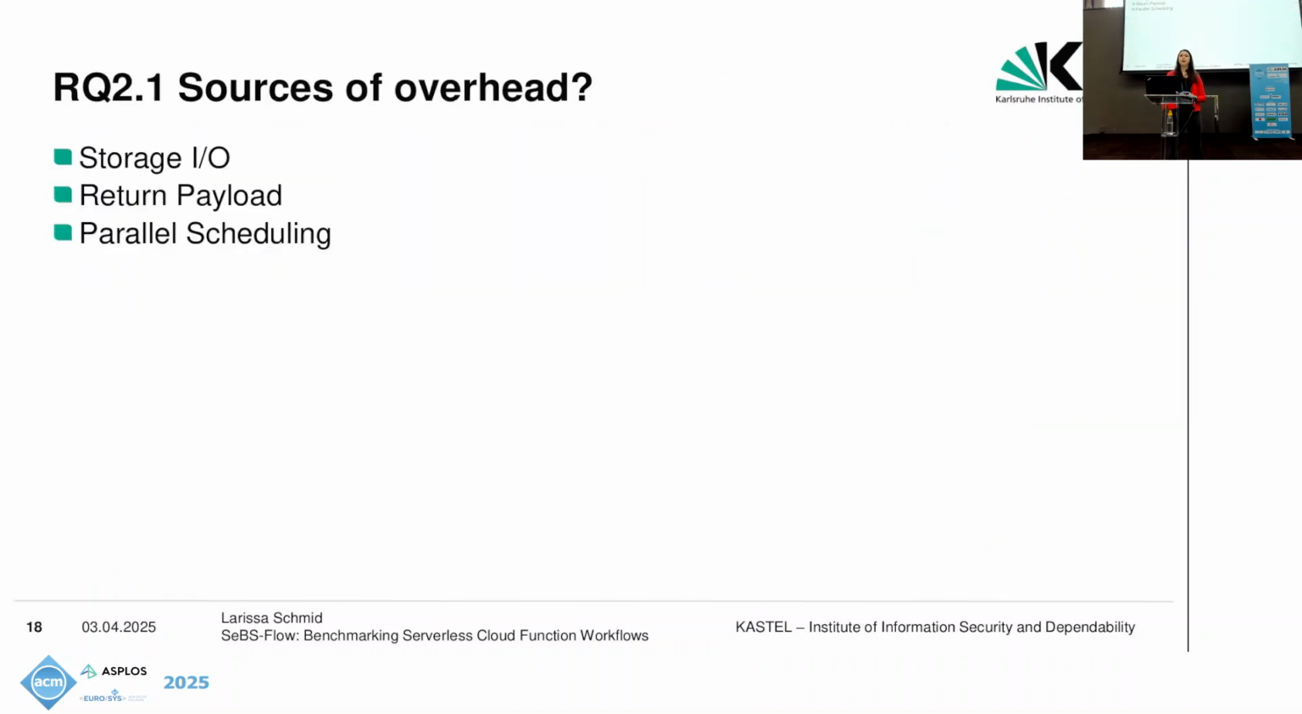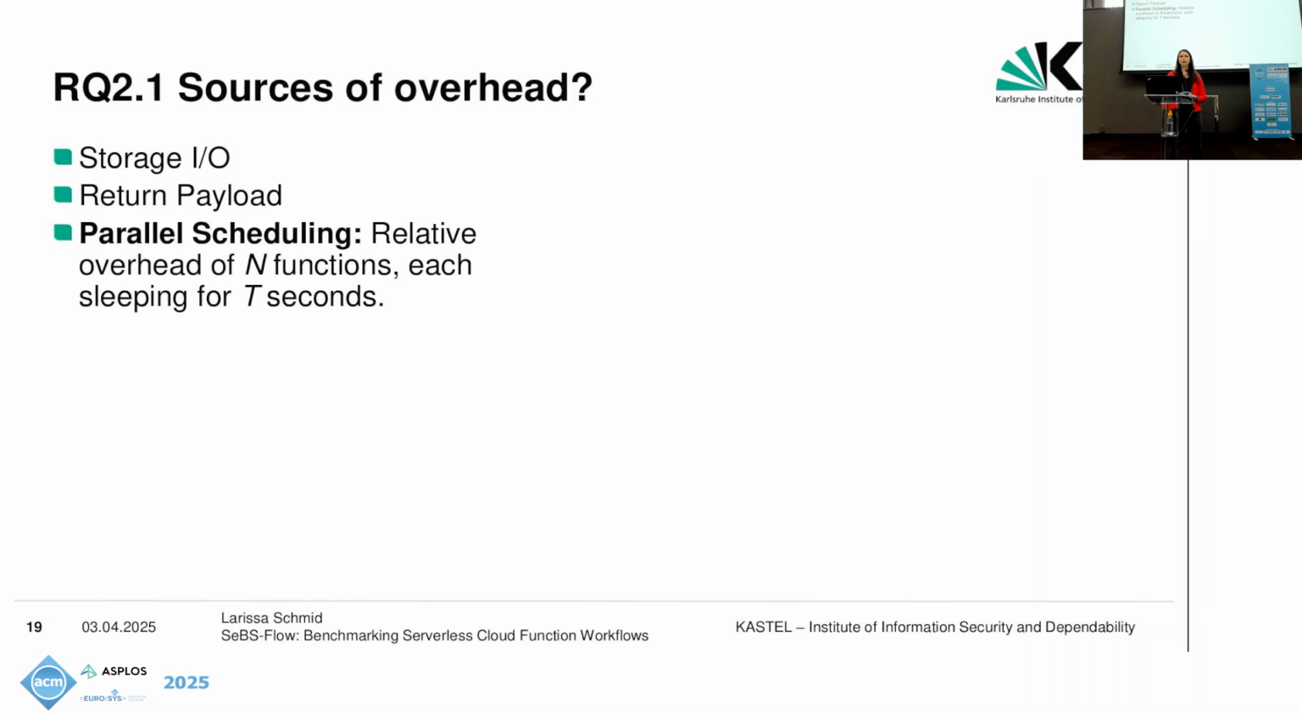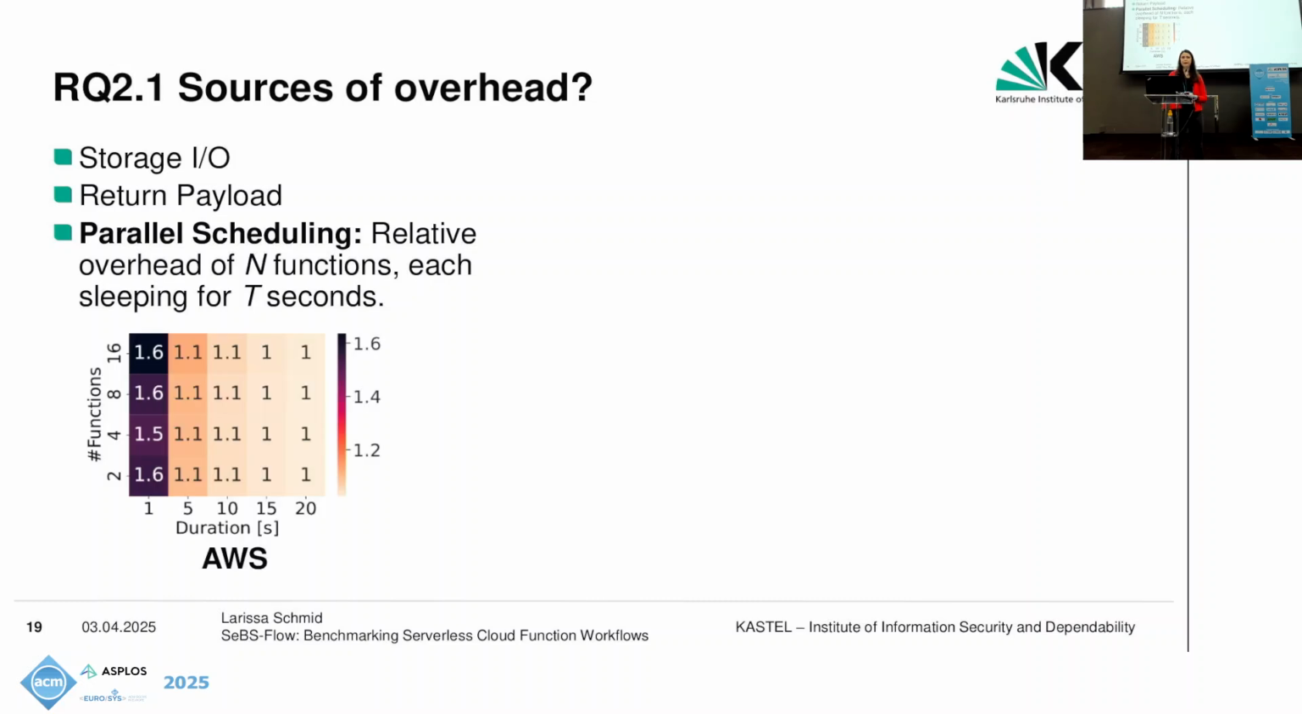For the sources of overhead in the paper, we looked into 3 different sources: the storage I/O, the return payload, and also the parallel scheduling. I will now only go into a bit of detail on the parallel scheduling, where we employ a micro benchmark showing the relative overhead of n functions, where each function sleeps for t seconds. Here you can see the results on AWS Step Functions, with the duration on the x-axis, the number of functions on the y-axis, and the relative overhead annotated in the plot.